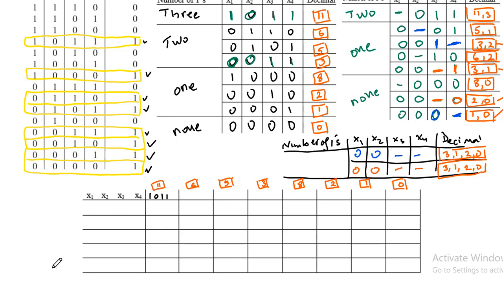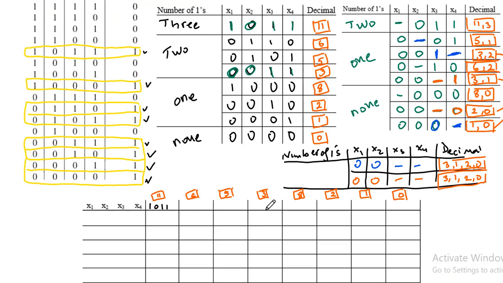So the next step, the second step that we said in minimization, is to group everything in this table. So the first thing you do, write down every decimal you started with. All these ones here, they are right here in decimal. So I'm writing them down right here: 11, 6, 5, 3, 8, 2, 1, 0. And then I'm going to write it in binary as well. And here is what I end up with.